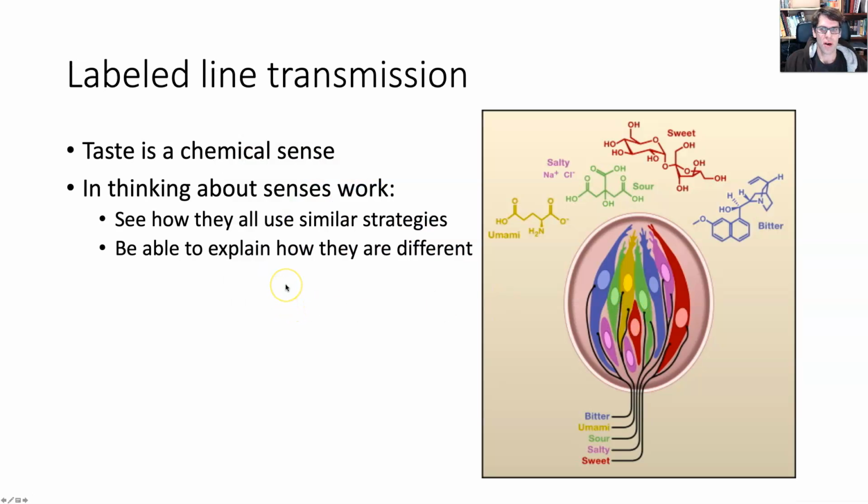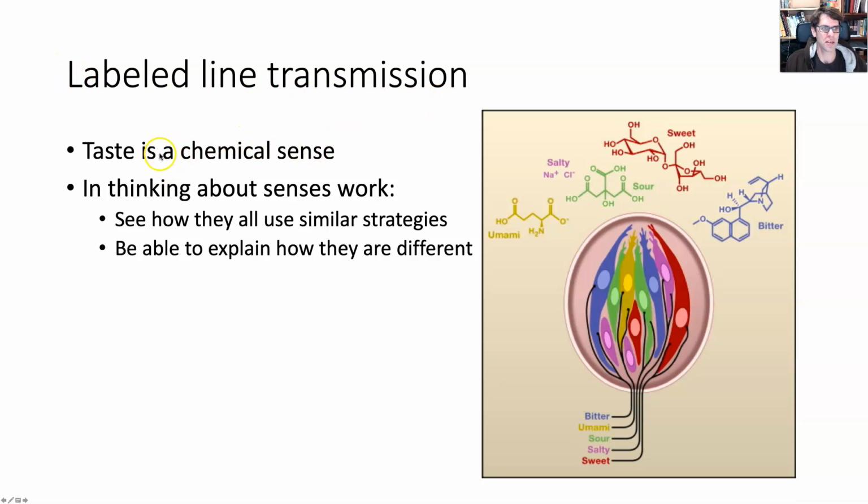Right. So, how are signals from these taste buds transmitted to the brain? This brings up the first way this can be done, and it's the simplest way to transfer information, and probably what we think of when we think of that. It's called labeled line transmission.